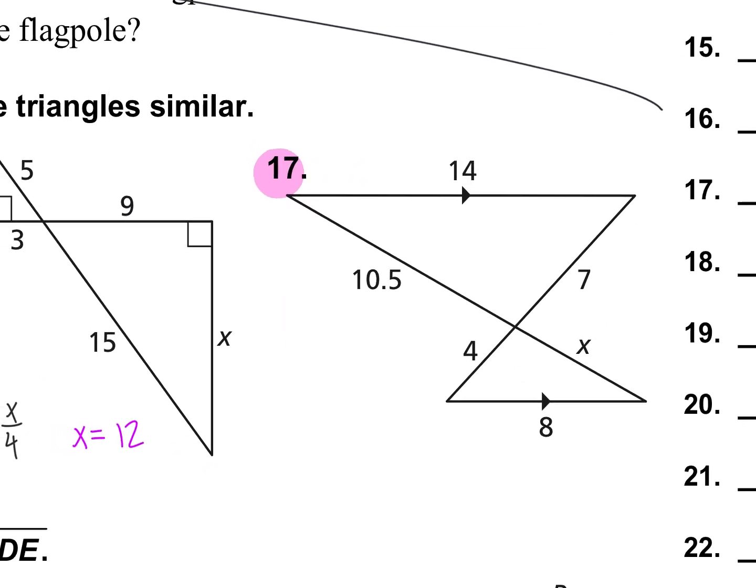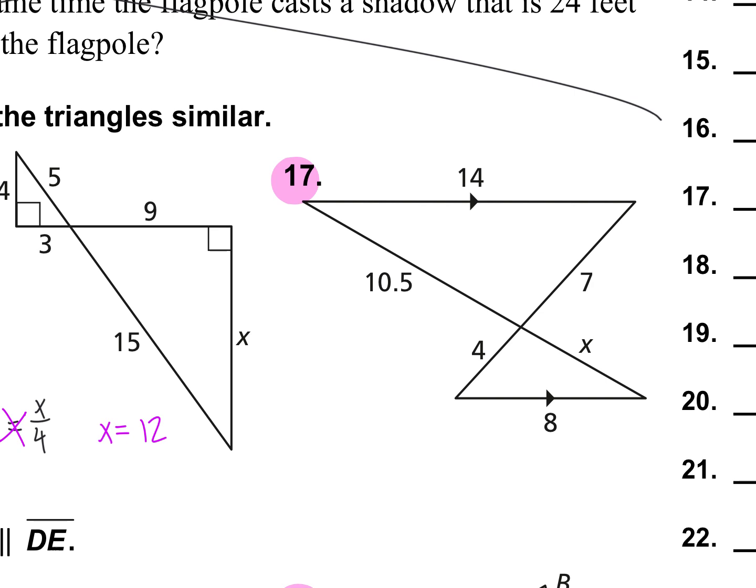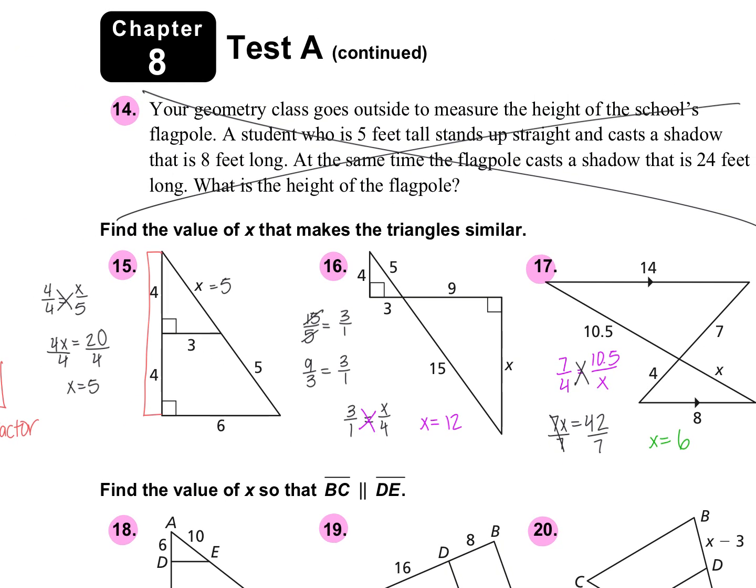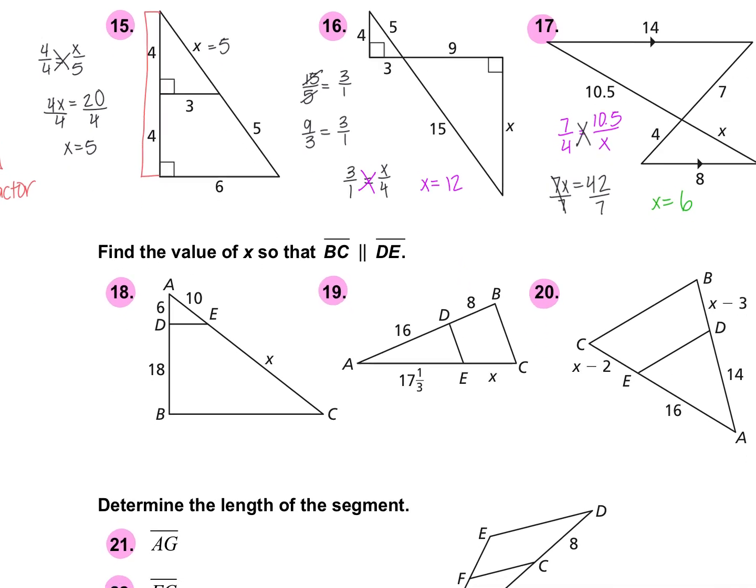All right, looking at 17. Scale factor for this, 7 over 4. I can't simplify it, so I'm going to keep it that way. And then I have 10.5 over x. Cross multiply. 7x equals 42. Divide both sides by 7, and x equals what? 6. Good. Questions on these 3 questions? 15, 16, 17? All right.